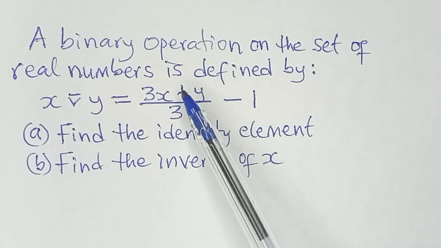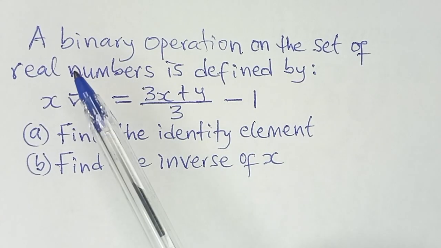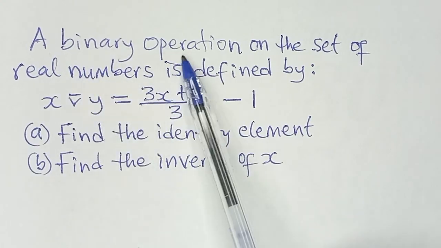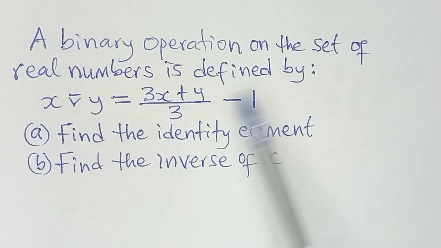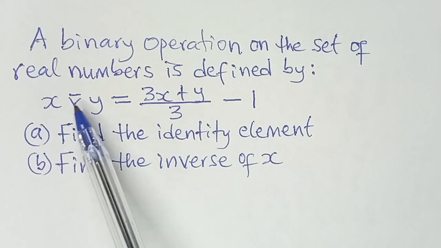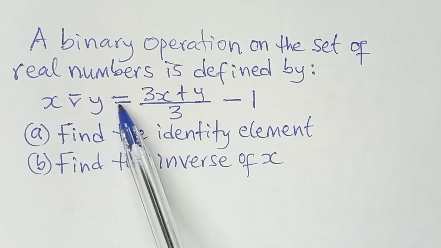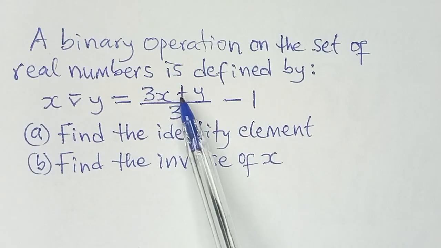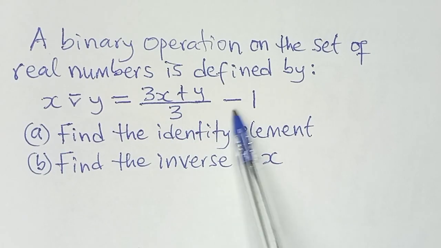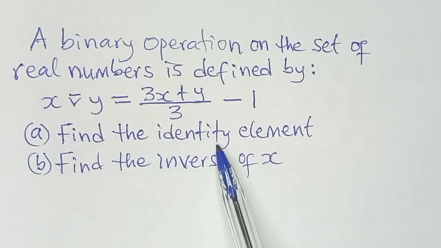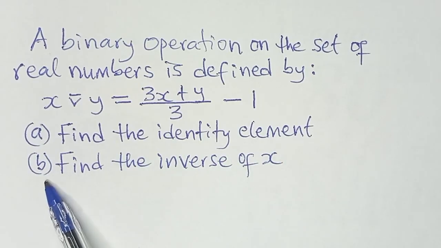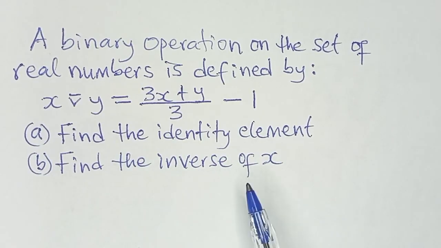Hello, you are welcome. Now the question here says a binary operation on the set of real numbers is defined by x * y = (3x + y)/3 − 1. The first question says find the identity element, and the second question says find the inverse of x.